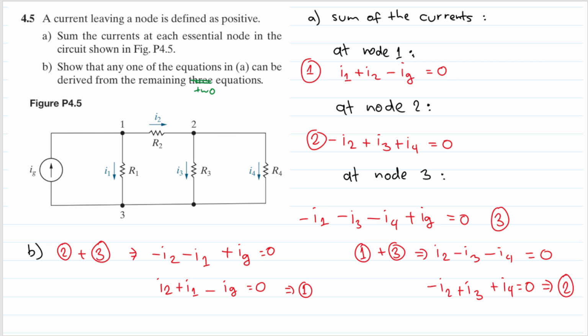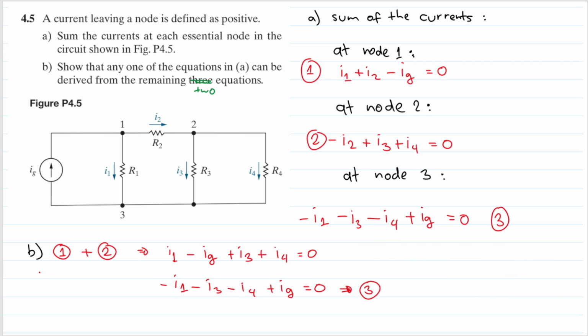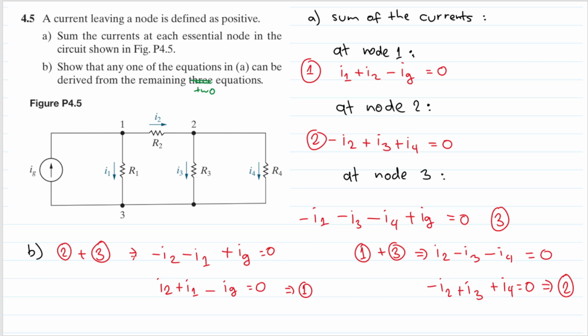So we can derive equation number 3 from equations 1 and 2. We can derive equation number 1 from equations 2 and 3. And also we can derive equation number 2 from equations 1 and 3. And that is how we solve problem 4.5.